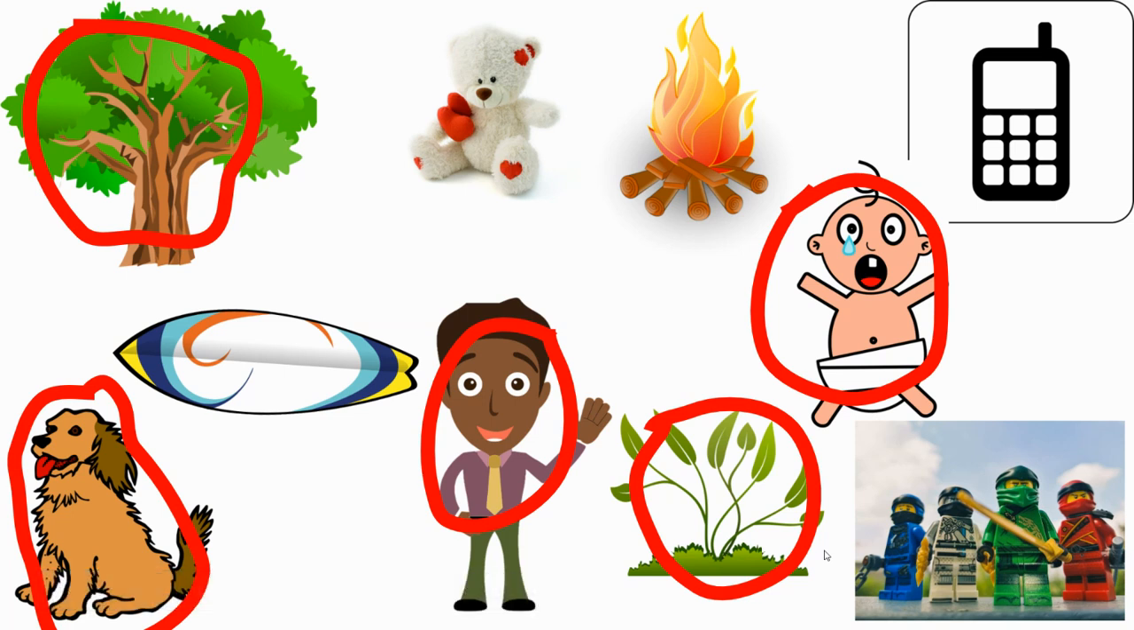If you said this plant, you are right again, and you are rocking science today. Plants are living things. Ninjago, not so much. Cell phones? I don't think so. The fire? Definitely not. And the surfboard? No way. Great job. You are doing awesome with your living and non living things. I can't wait to keep learning more with you.